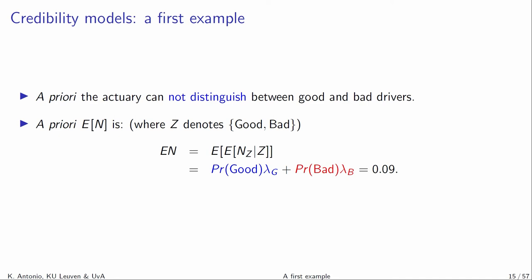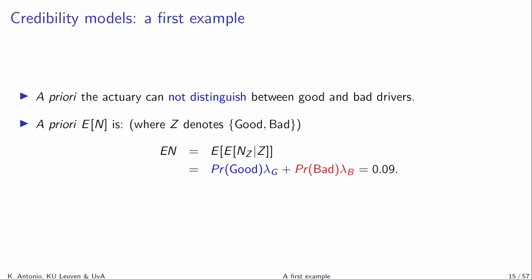And when calculating this expected value of N, I can follow the following reasoning. I can say, well, how should I look at the global average, the global expected number of claims in my portfolio? Then I'm going to look at this conditional expectation, or this tower rule, in fact. I'm going to condition on Z, and I'm going to take the expected value of this conditional expectation, where the first expected value is going to go over Z, right?